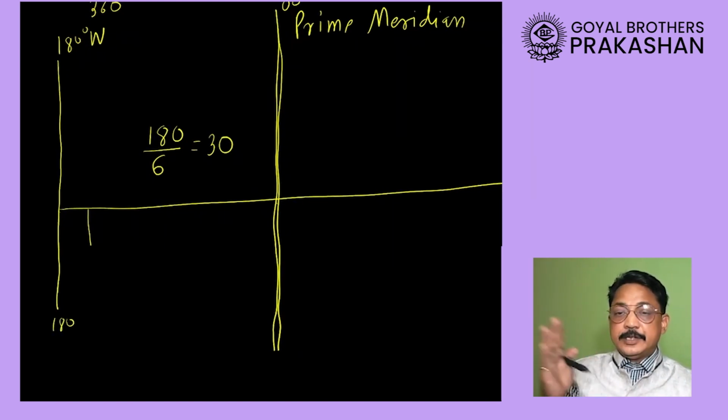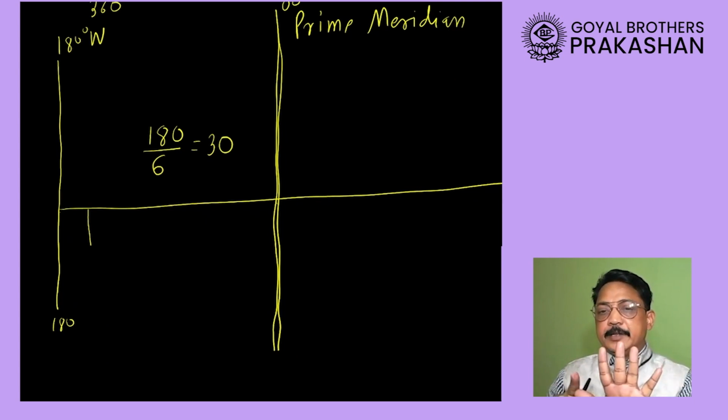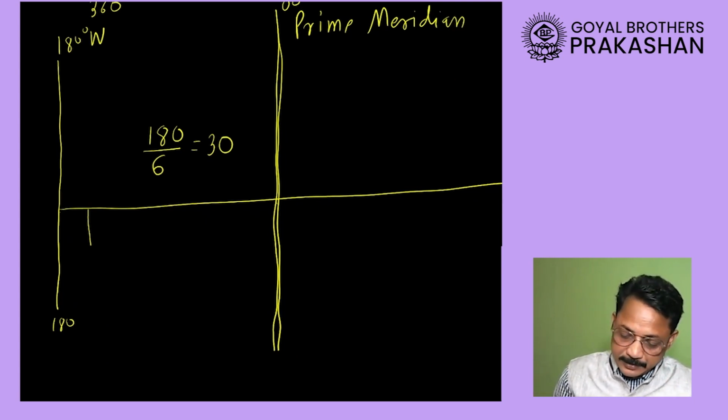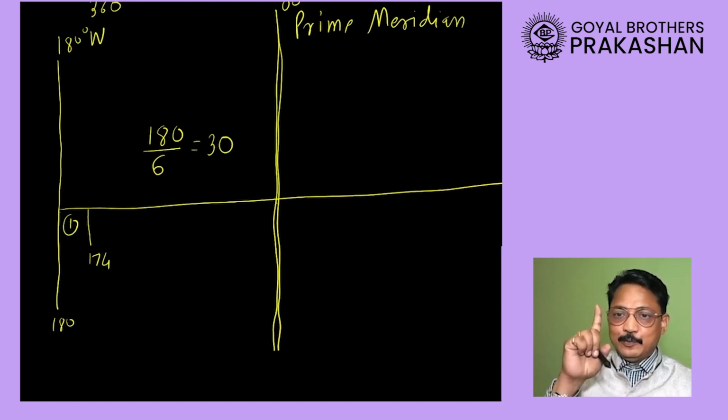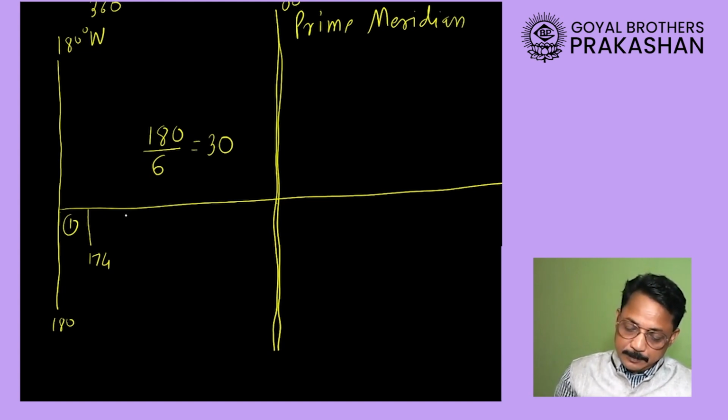And I have to take now 6 longitudes. From 180, when I take 6, that means still 174. This one will be labeled now as 1. Then 176, now I have to take 6 more. So up to 168, it will be 2.